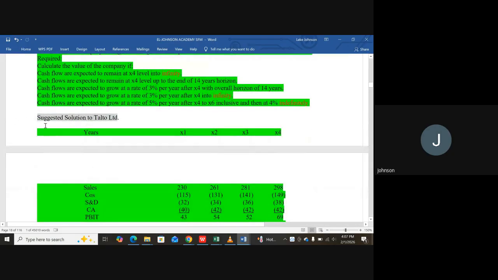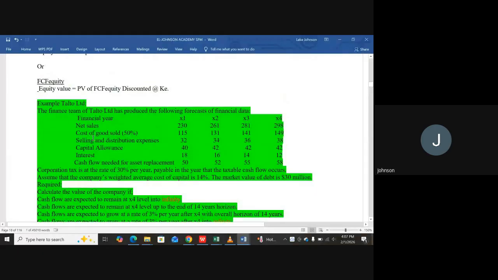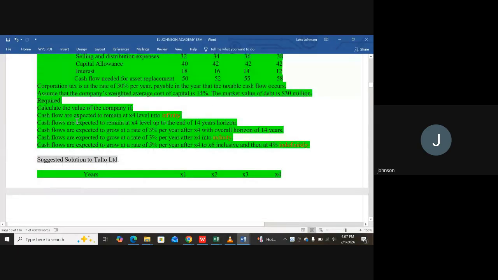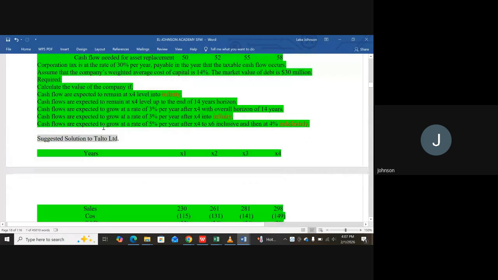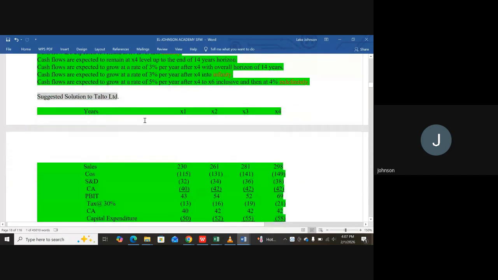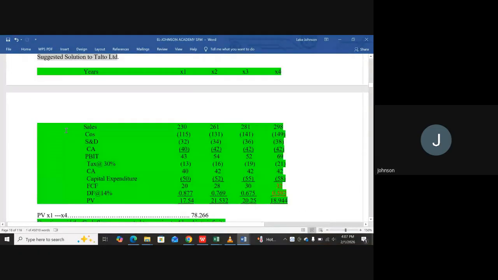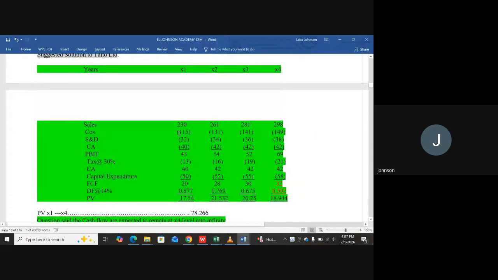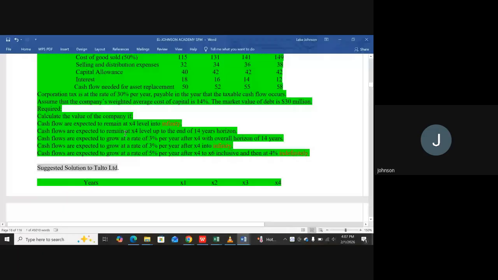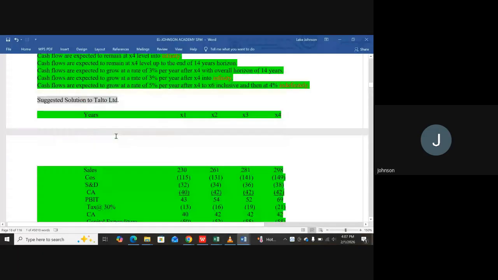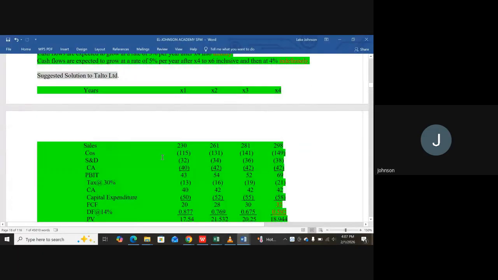To solve it, whenever you're solving any question, always write the name of the company, Tauto Limited, and put it as the heading of your solution. You have the years, then you take those things, the sales. This is the sales, right? Then you know cost of sales. Cost of sales will always be deducted. We deduct our cost of sales. The next thing, after we deduct our cost of sales, normally we should get our gross profit.